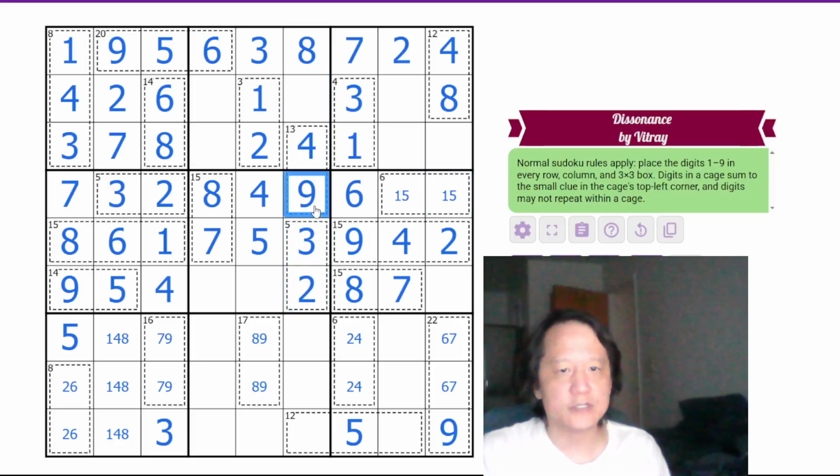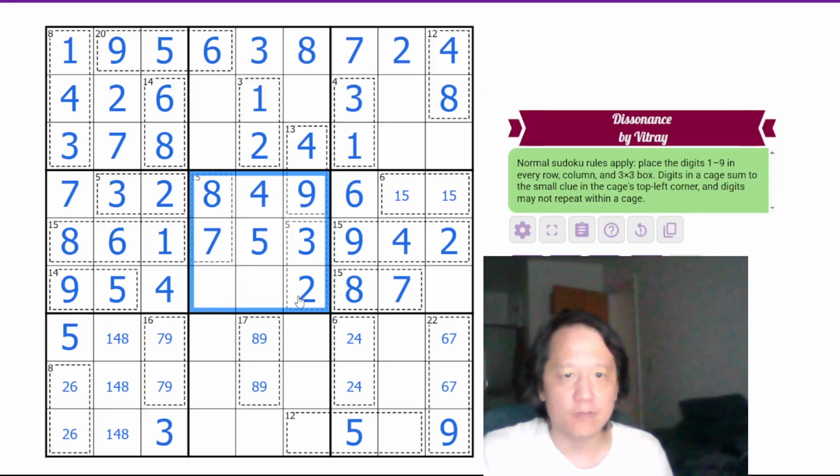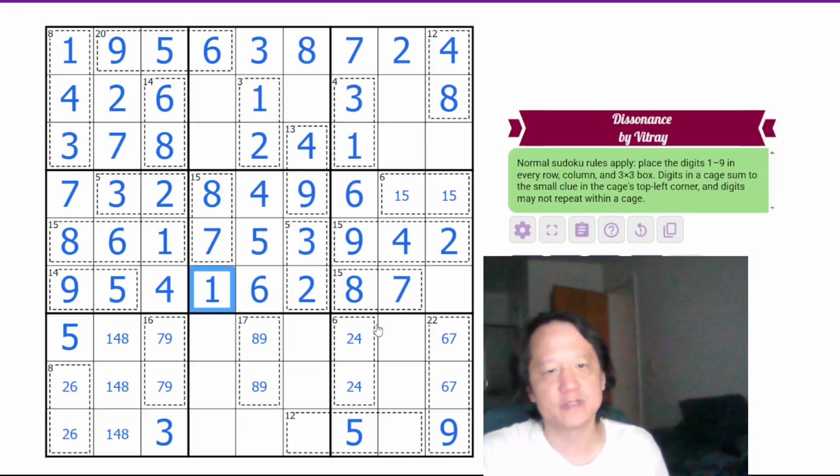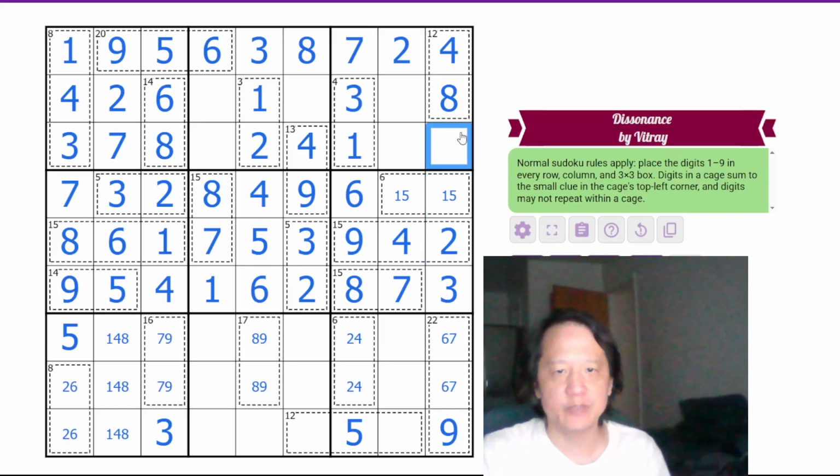Remaining digits of the central box are 1 and 6. This can't be 1 because of 1 in the column, so that's 6, which makes that 1, which leaves a 3 remaining in row 6. That leaves a 1-5 pair remaining in column 9, but this can't be 1 because of 1 in the box, so this is 5, which makes that 1, which makes that 5.